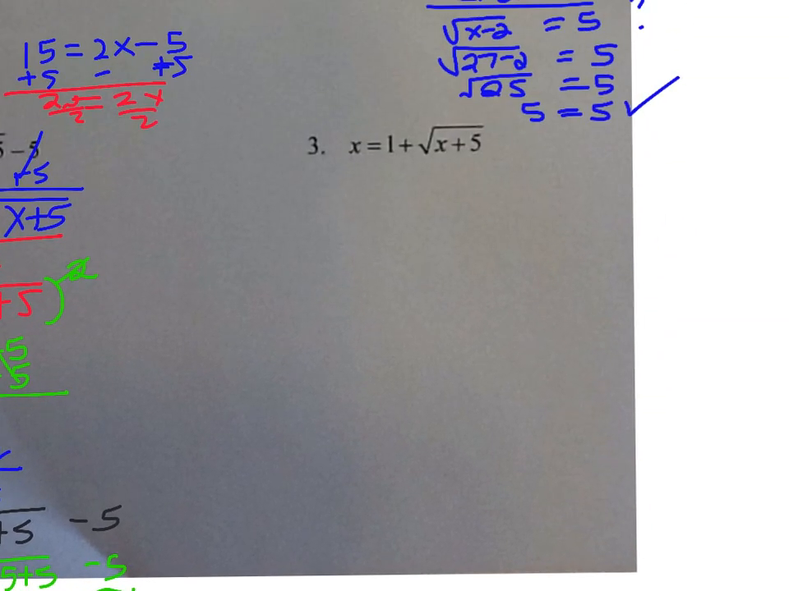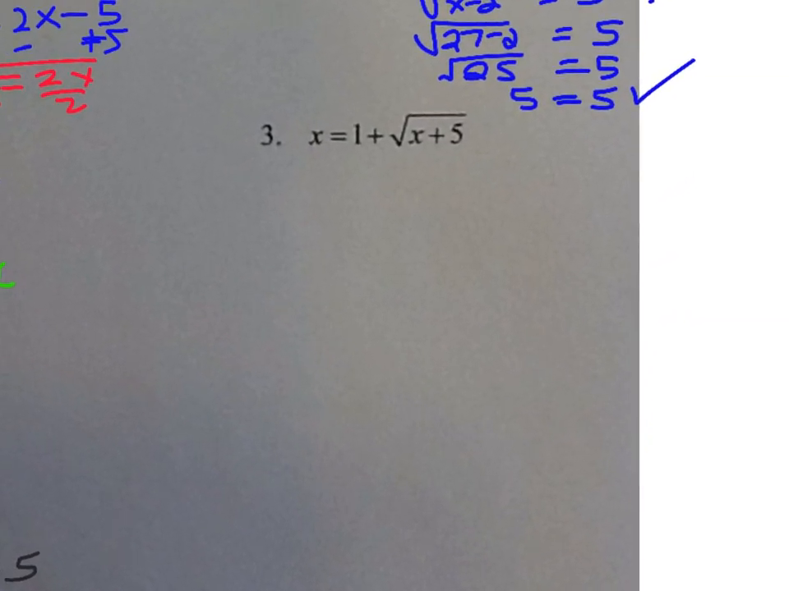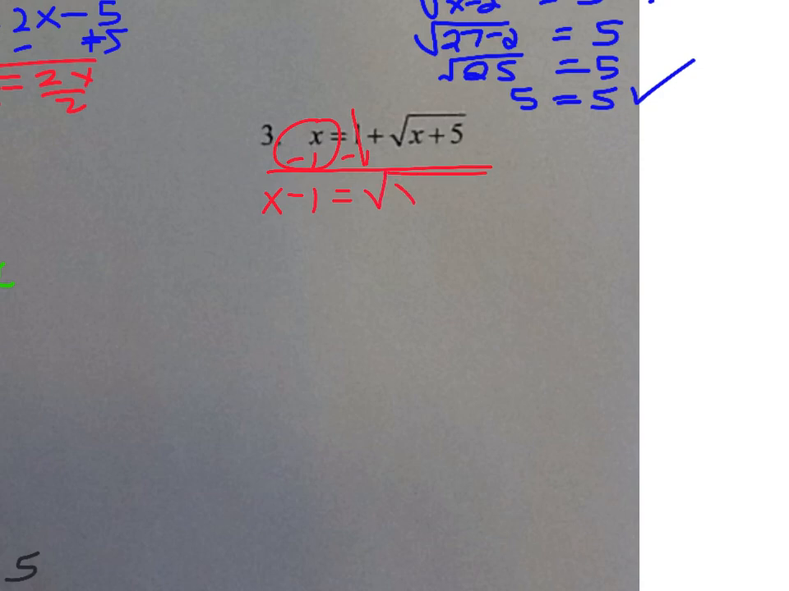All right, so now let's try number 3. I noticed right away that my radical has this plus 1 here, so you have to get rid of the 1. We're going to subtract 1 from both sides to start off. Now be careful, because you can't actually subtract it; it's just x minus 1 equals the square root of x plus 5.